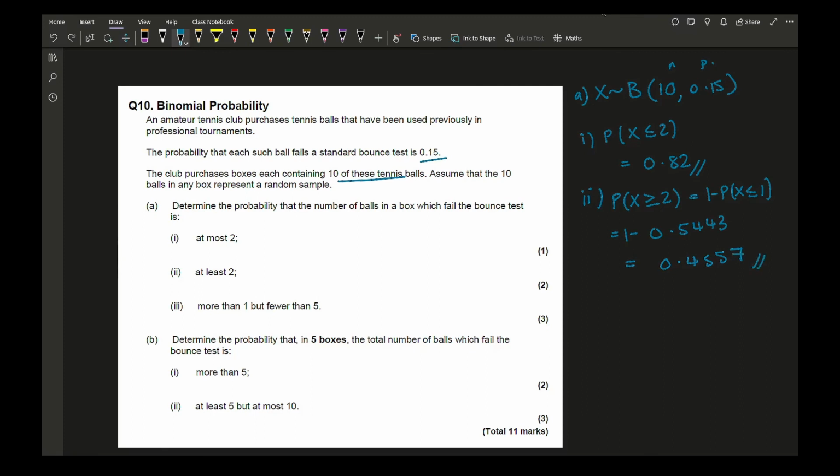And there is my answer. For question 3, it's asking for more than 1 but fewer than 5. So the probability that x is greater than 1 and less than 5. So it's not inclusive of those numbers.